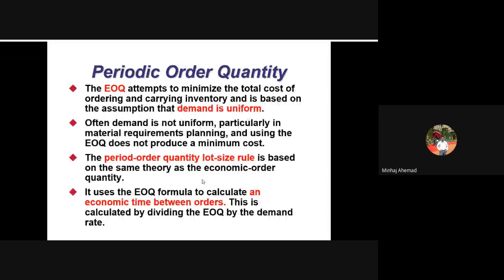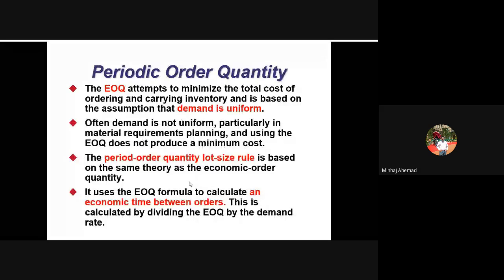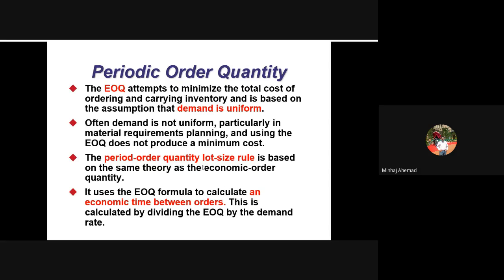Then there is periodic order quantity. The periodic order quantity, or economic order quantity, generally attempts to minimize the total cost of ordering and carrying inventory and is based on the assumption that demand is uniform. Often demand is not uniform. So in that case, EOQ does not produce a minimum cost.